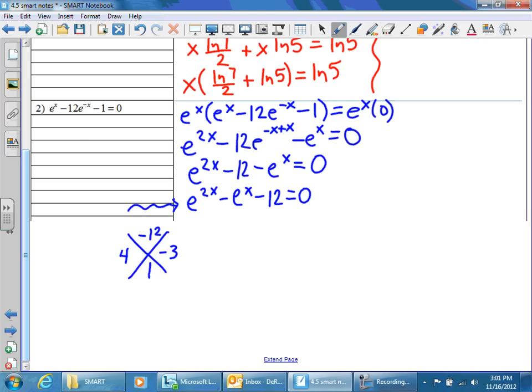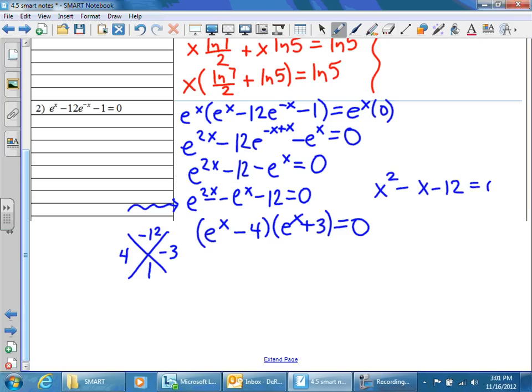And I got 4 and negative 3. So I'm going to write this as e to the x now because it was squared. Think of like if you had x squared, then you'd write it as x. Okay. So I have e to the x minus 4 times e to the x plus 3 equals 0. Again, think if I had something like this. And all you're doing instead of writing the x is making it e to the x.